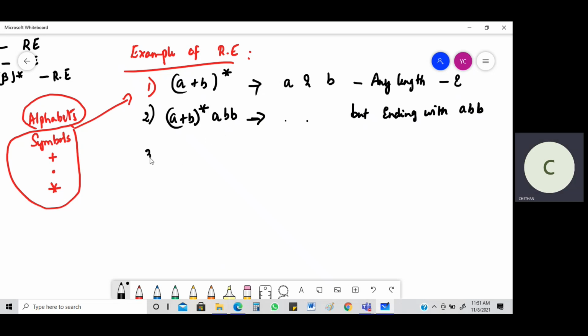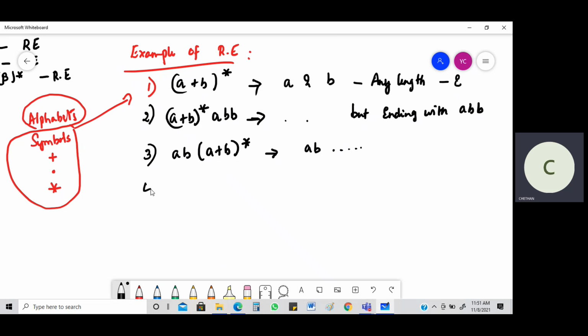If I go for the next one, maybe the third one, in a very simple way I can write the same thing like this, just a little bit of modification. What is the meaning of this? It is a string that starts with abb and then a plus b of any length. It's of any length.